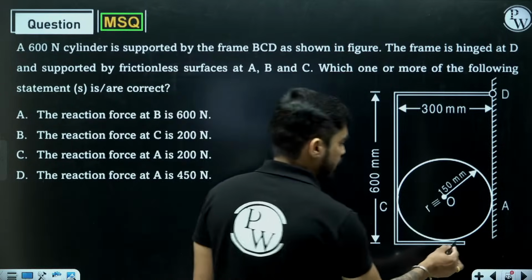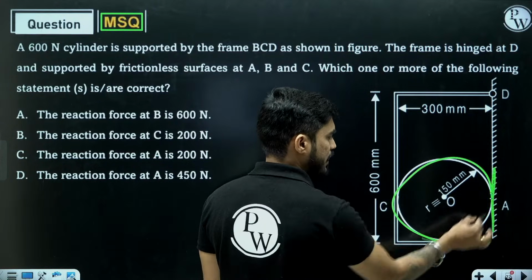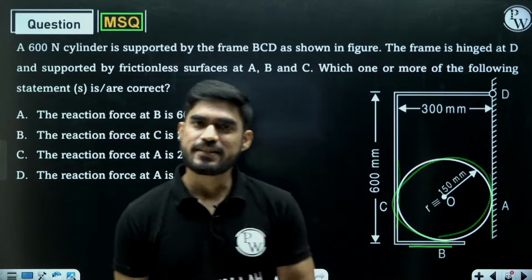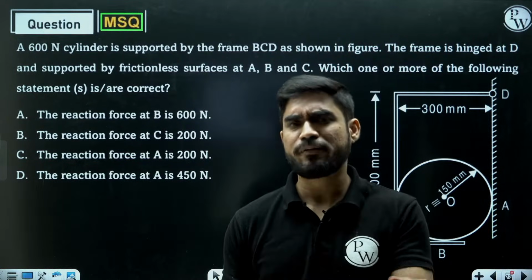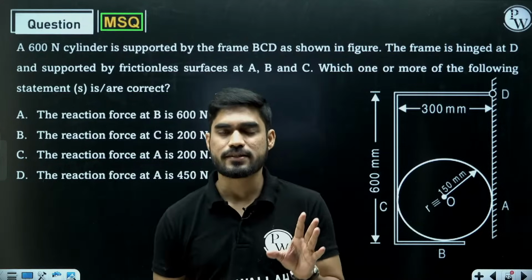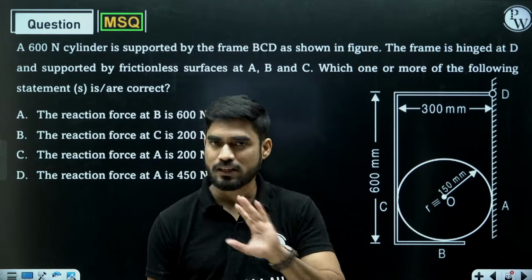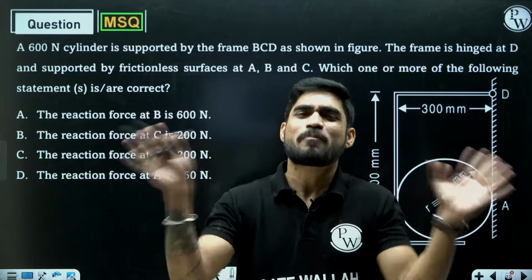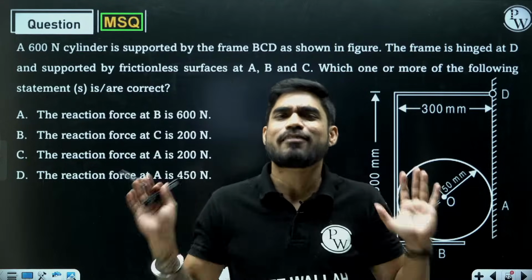Now, here, here and here we have frictionless surfaces. So this cylinder is touching three surfaces. All three surfaces are frictionless. See, in this chapter, we are just understanding how to draw FBD and apply equilibrium equations. So we are ignoring the friction forces. In the next chapter, we will include the friction forces. Right now we will assume all the surfaces to be frictionless for the ease of solution. Right now, let's not complicate things. Let's just understand how to draw FBD and apply equilibrium equations.